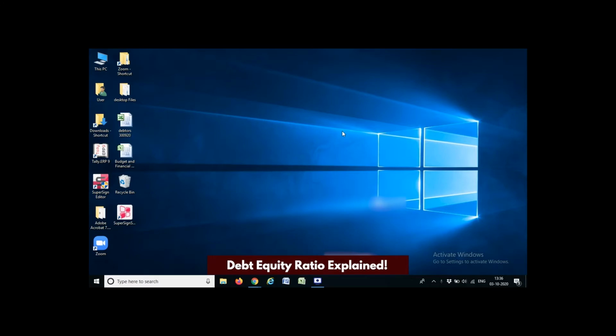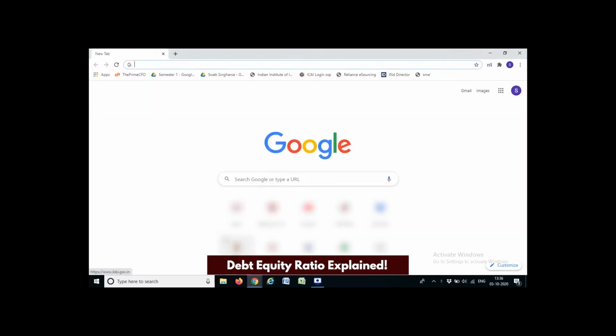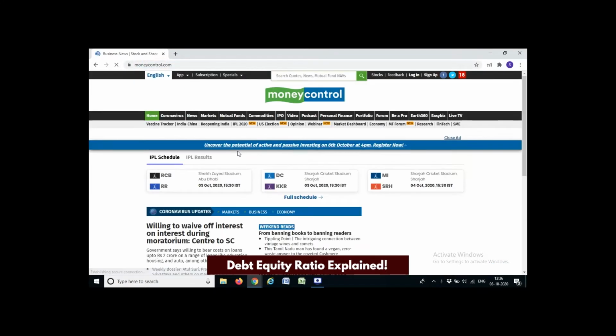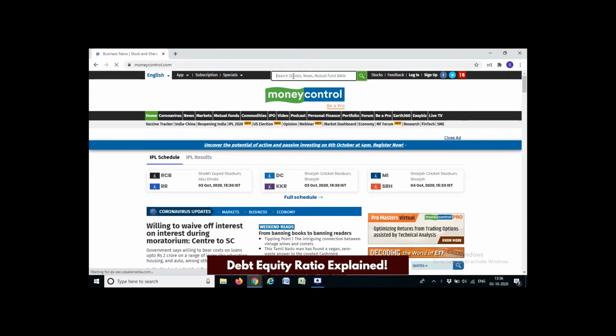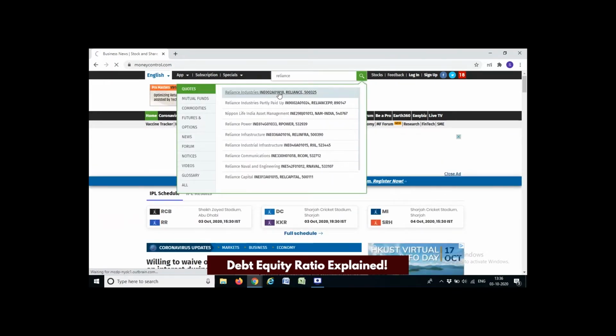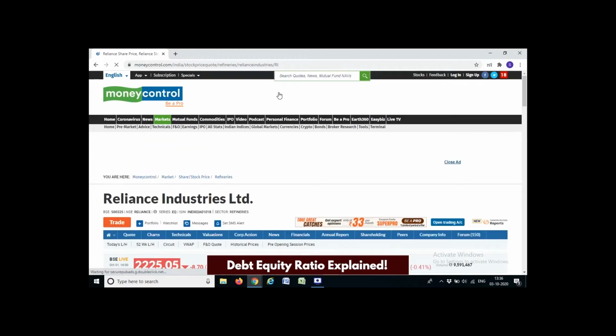So now let's understand how to actually calculate debt equity ratio of your favorite equity share. So let's quickly go to a website. Let's go to Money Control. It's one of the most popular ones. You can pick up any other website that you like and just write the name of your favorite script. So let me take Reliance Industries since it's one of the most popular scripts right now.